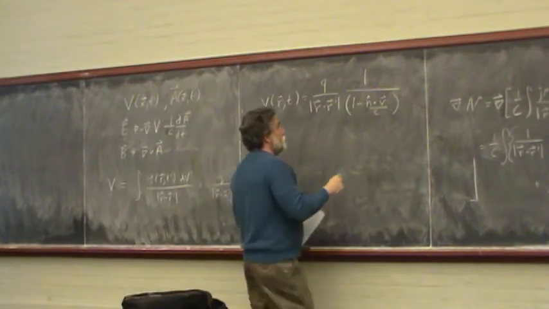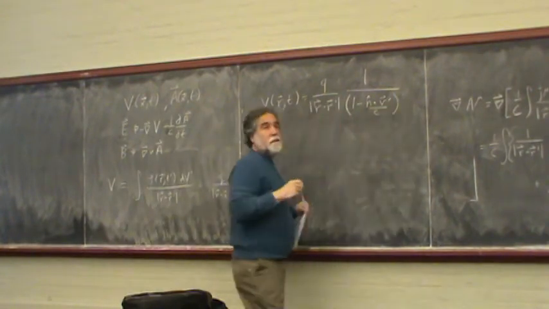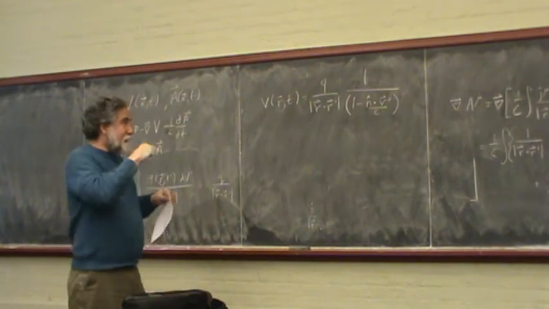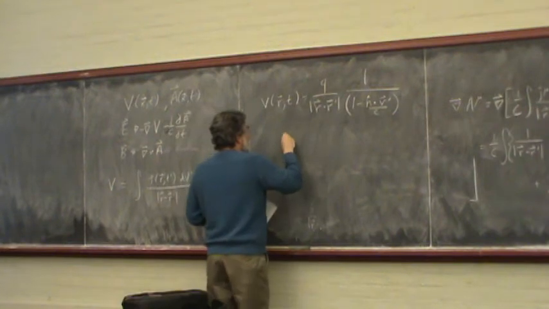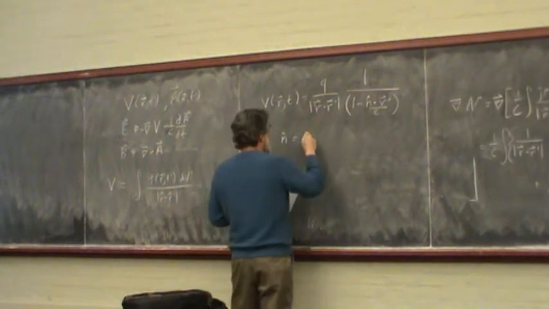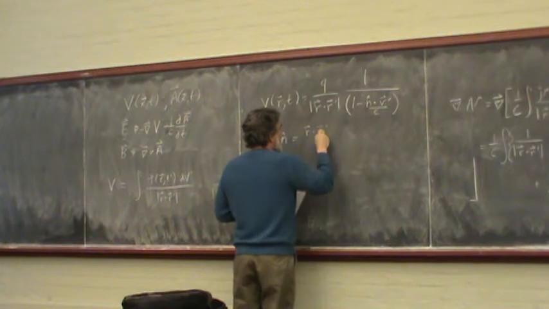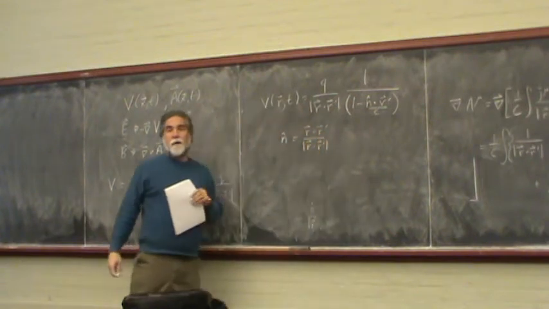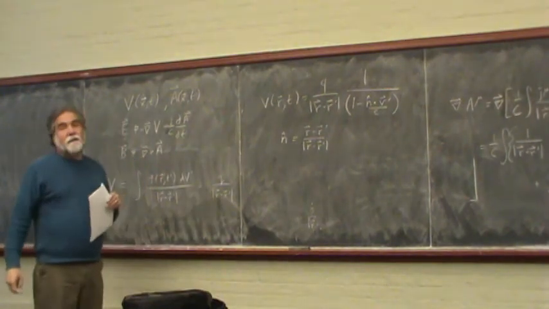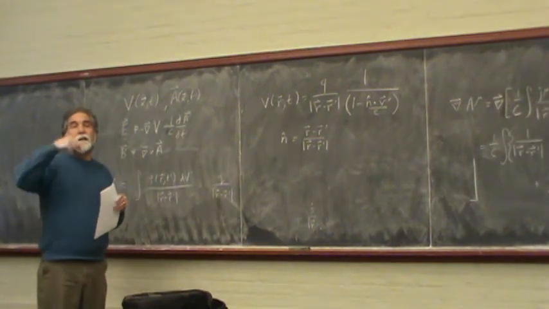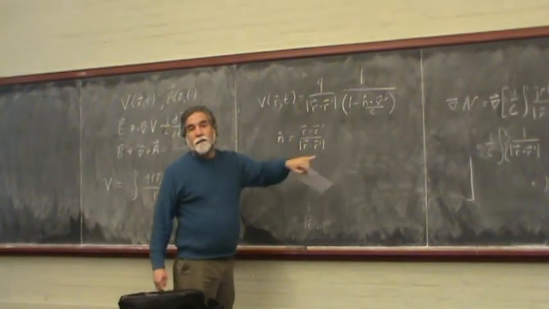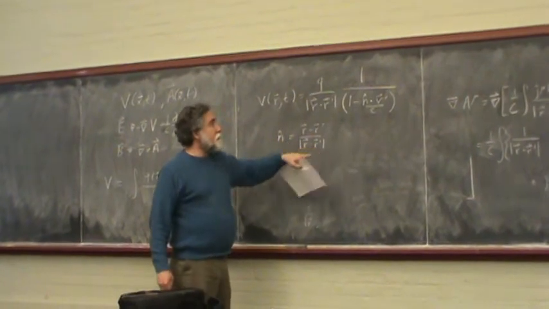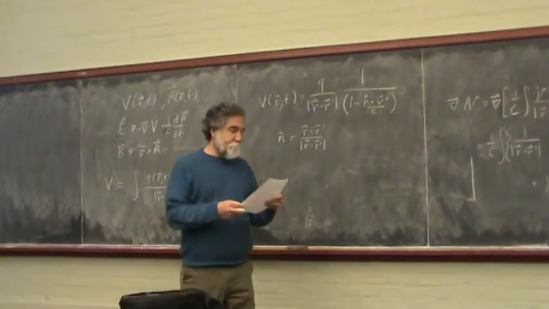Oops, v prime over c. That's the velocity with which the source is moving. And I'm going to define n as r minus r prime over the magnitude of r minus r prime. Okay? So it's a vector that points from r prime, the source, to the observation point. So this is just something that points in that direction.